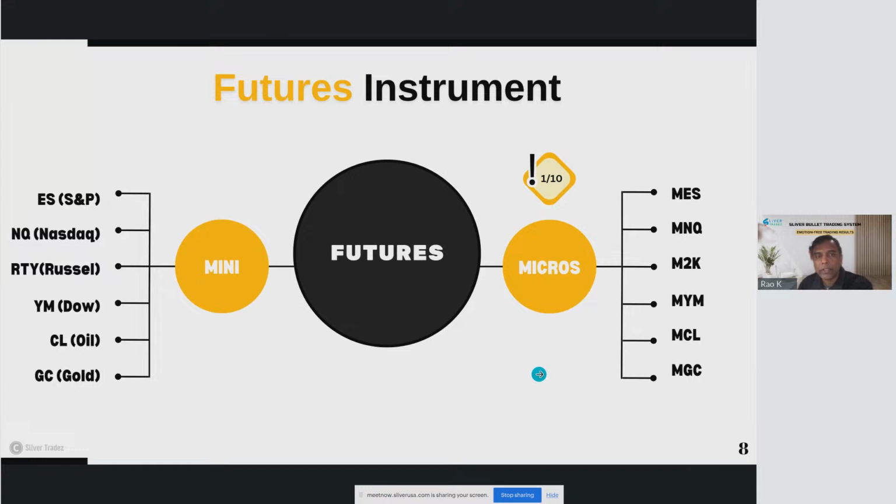So these are our favorite instruments. We are also exploring trading Bitcoin. We are very close to finalizing the style of trading Bitcoin offers or requires, and very soon we are going to list the Bitcoin also in this screen.